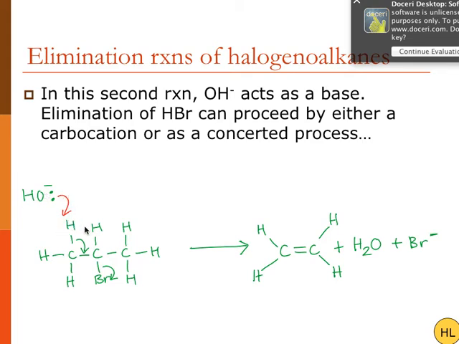Or we could have a concerted process where this lone pair is going to be donated to this hydrogen to make water. This bonded pair is going to come between these two carbons as an additional bond. The bonded pair existing as a bond between this carbon and this bromine is going to go to the bromine, making the bromide ion. Okay, the products are the same, it's just the mechanism is different. If I had an SN1 mechanism, the elimination can be referred to as an E1. If I have an SN2 mechanism, I would then have an E2.